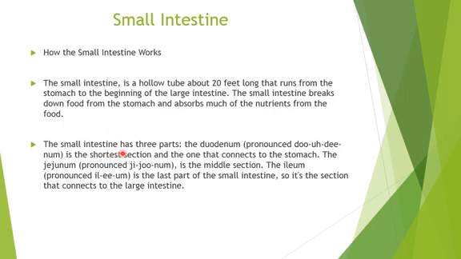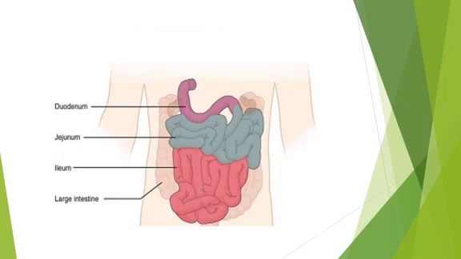Then further, small intestine is divided into three parts. These three parts are the duodenum, that is the first part and the shortest section, which is connected to the stomach. The second part is the jejunum, that is the middle section, and the third section is the ileum, and that is the part which is attached with the large intestine. So these are the three parts of small intestine, as you can see in the figure also.